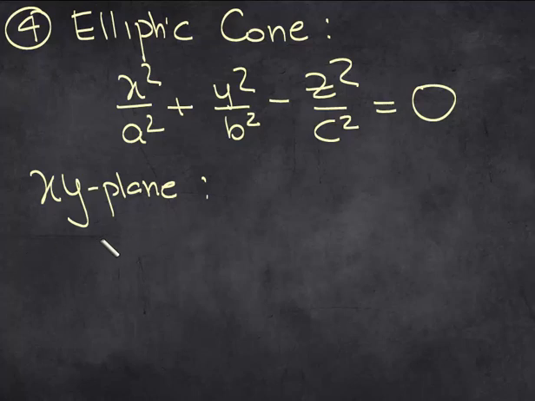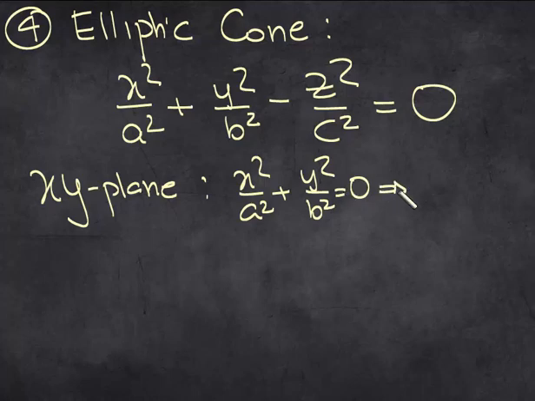What does the trace look like in the XY plane? Z is 0, right? So what do we get? We do get an ellipse. How? Because the right hand side is 0 now. So you would end up with something like this: x squared over a squared plus y squared over b squared is equal to 0.